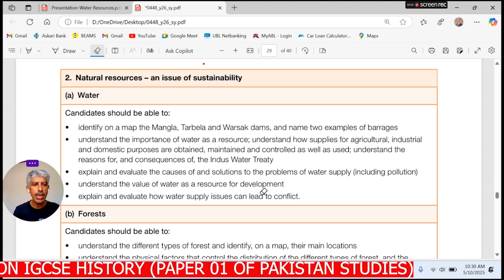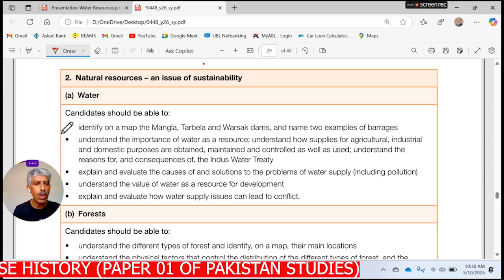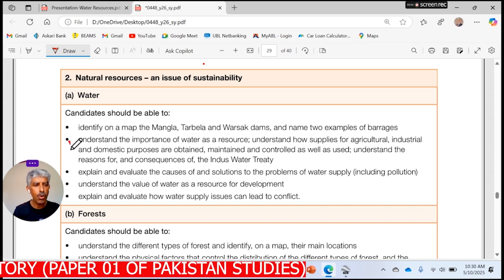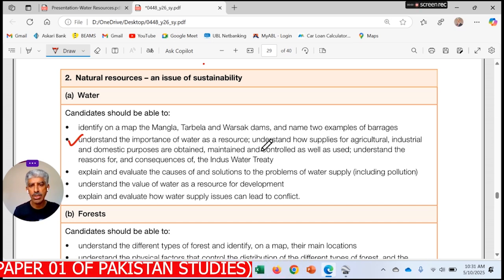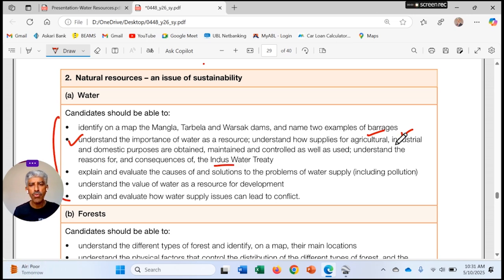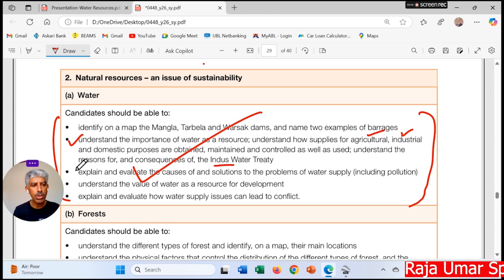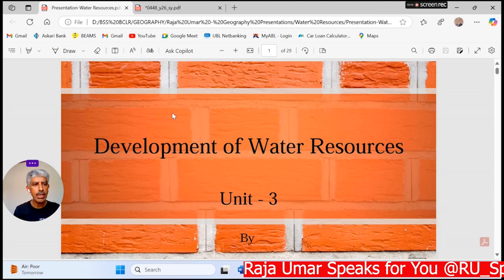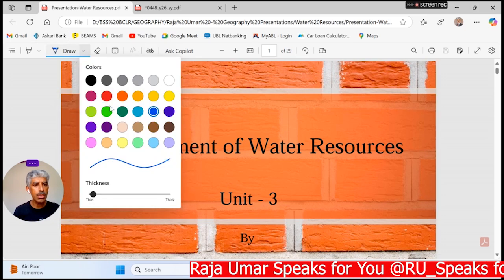Today we are going to talk about the earlier ones: the importance of water for Pakistan and the effectiveness of rivers. We might be talking about the agricultural and industrial uses of water, and slowly and gradually we will move towards the dams and barrages, then the canal irrigation system, and other topics like the Indus Water Treaty. We will be discussing all these topics in this unit, the development of water sources and the issue of sustainability. So moving on to the presentation. Here we have today's presentation, the development of water sources for Pakistan.